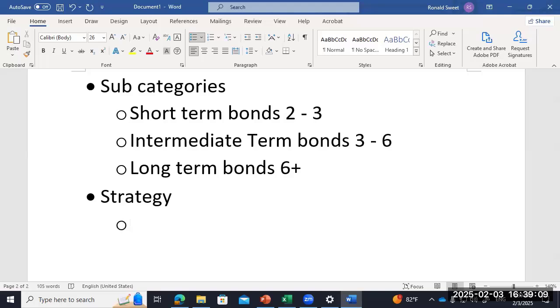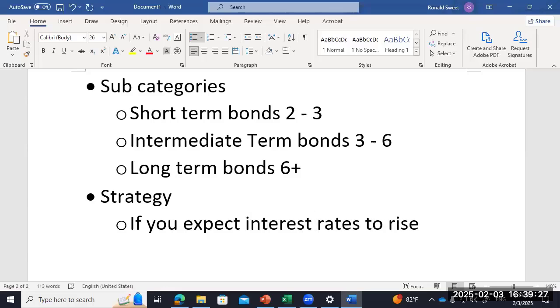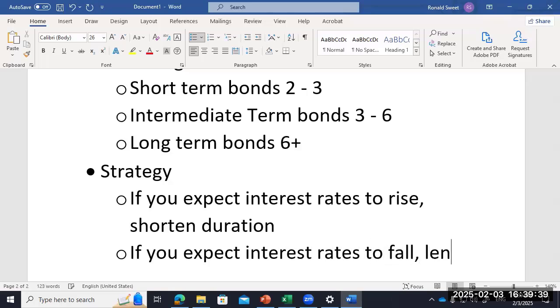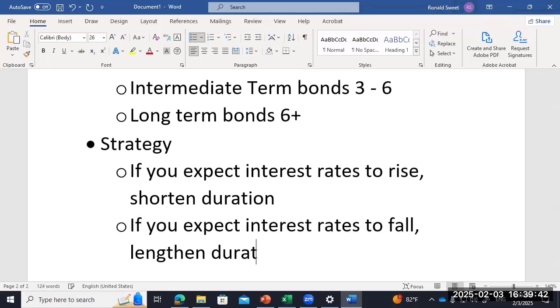Strategy. For duration, your strategy is where do you think interest rates are going to go? So it's really important. If you expect rates to rise, we're talking about interest rates, you want to shorten duration. If you expect interest rates to fall, you want to lengthen duration. That's your strategy. Really, really important term here. Some students really miss this on the exam.